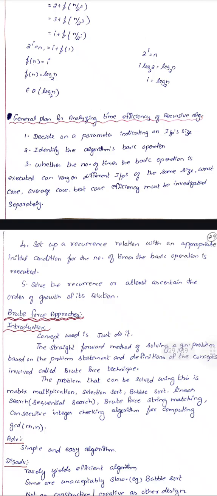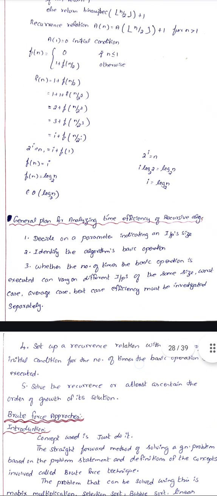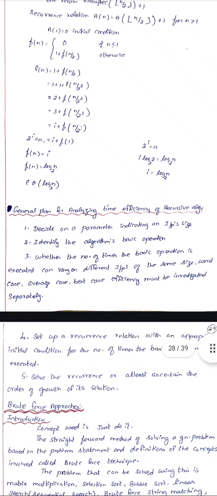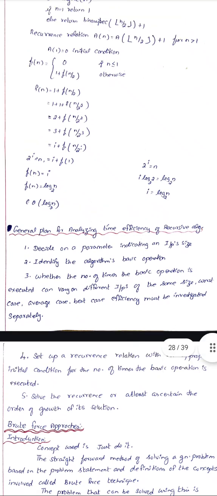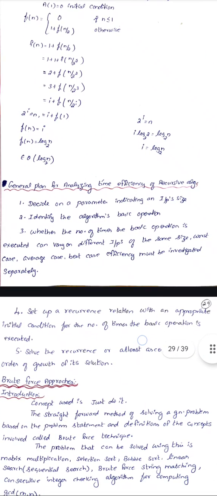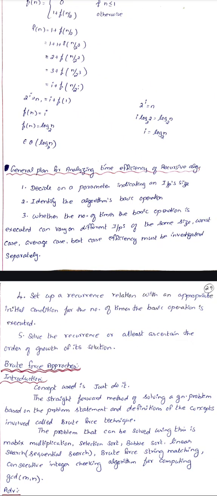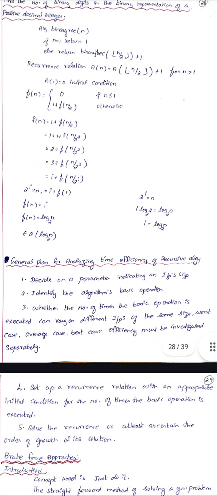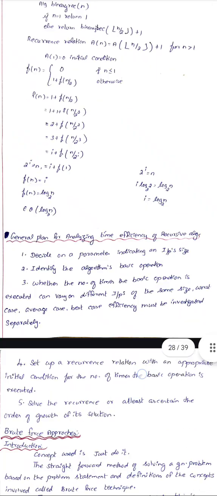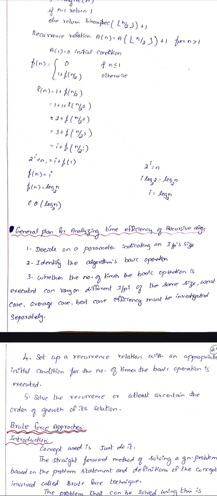General plan of analyzing time efficiency of recursive algorithm. Decide on a parameter indicating an input size. Identify the algorithm's basic operation. Check whether the number of times the basic operation is executed varies on different inputs of the same size. Worst case, average case, best case must be investigated. Set up a recursive relation with an appropriate initial condition for the number of times the basic operation is executed, and then solve the recursive relation, or at least ascertain the order of growth of its solution.